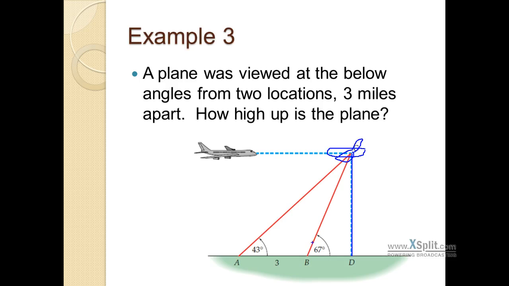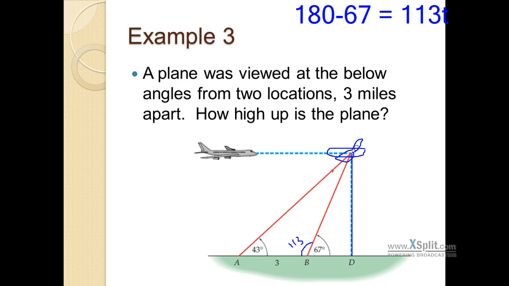However, we could do some trig. We can figure out that this angle here, 67 degrees, this other angle has to be 180 minus 67. 180 minus 67 gives us 113 degrees. We know that that angle is 113 degrees. I can go ahead and write that right here.